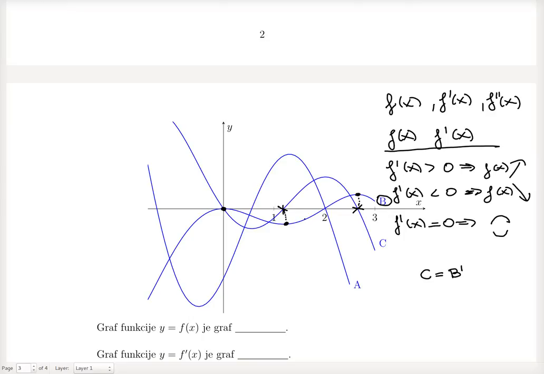Okay, let's then look at the function C. So we see that here we have one local maximum, and let's take another color. Okay, so here we have a local maximum, local minimum, and that's it. Now let's see what happens here. Okay, so we have a 0 here, and we have a 0 here.